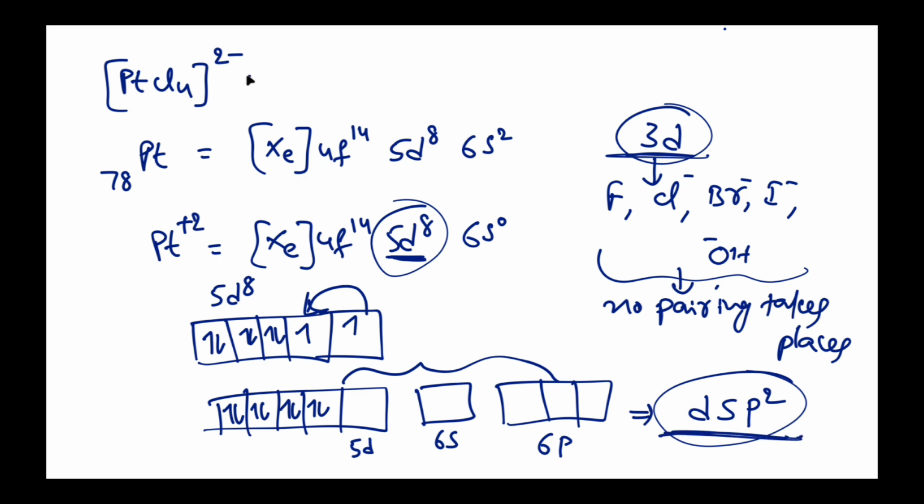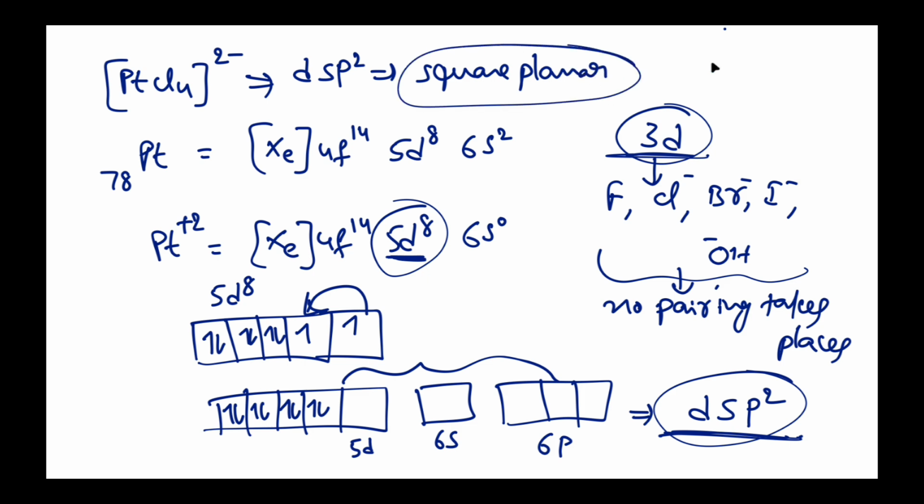That means dsp2 means square planar arrangement. So this is the square planar arrangement of PtCl4 2 minus. Here you remember one thing: if the central atom of a metal is a 3d series element, rearrangement of electrons does not take place. If it is a 5d series element, rearrangement of electrons takes place. Based on that, PtCl4 2 minus shows square planar arrangement.